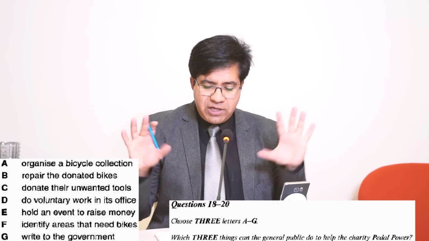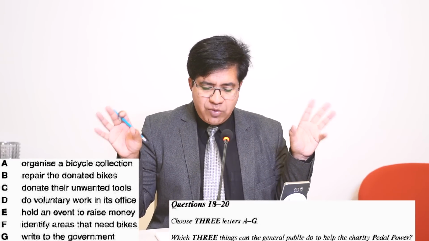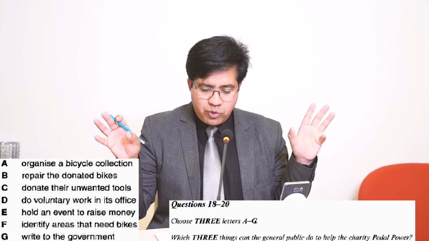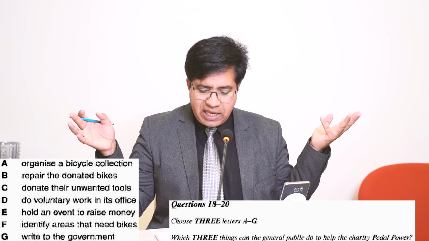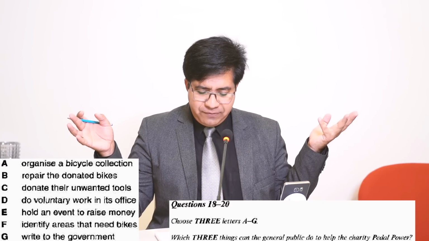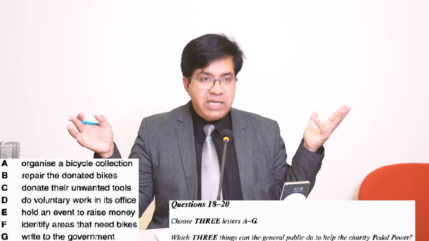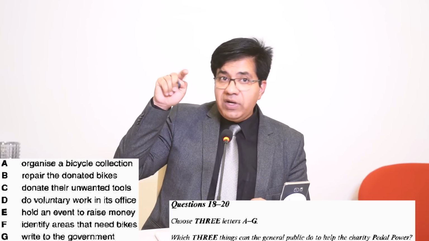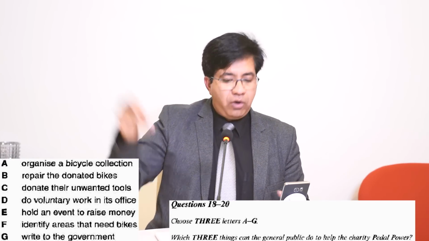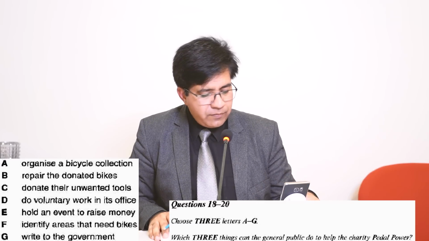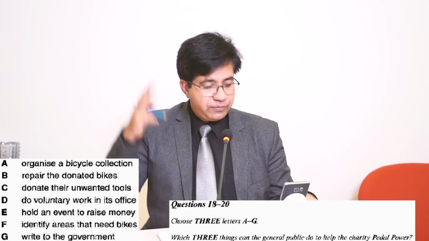As you underline, option A, collection. Option B, donated. Option C, unwanted tools or tools. Option D, voluntary work or office. Option E, event. Option F, areas. And option G, government. So from the word, you will go to the option. Then you will decide tick or cross. Let's see. And you will select 3 letters.